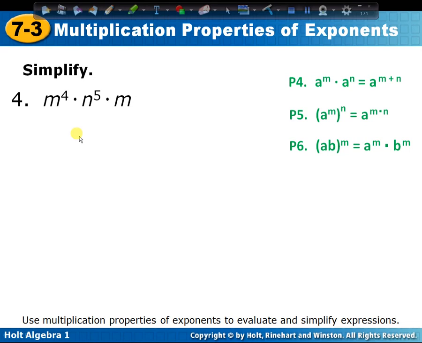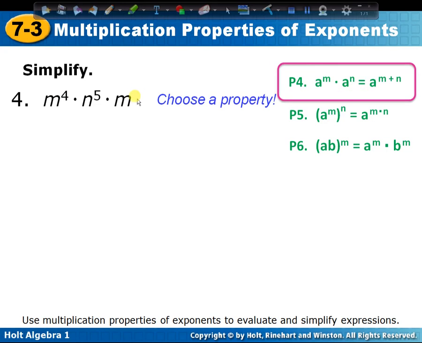All right, let's look at number 4. We're going to address a couple of things here in number 4. Go ahead and get this written down. You have m to the 4th times n to the 5th times m. Anytime a variable or a number has no exponent listed with it, it's an understood exponent of 1. The property that we're looking at here is going to be property number 4, but the first thing that I want you to do is go ahead and rewrite the problem and give that last m an exponent of 1.